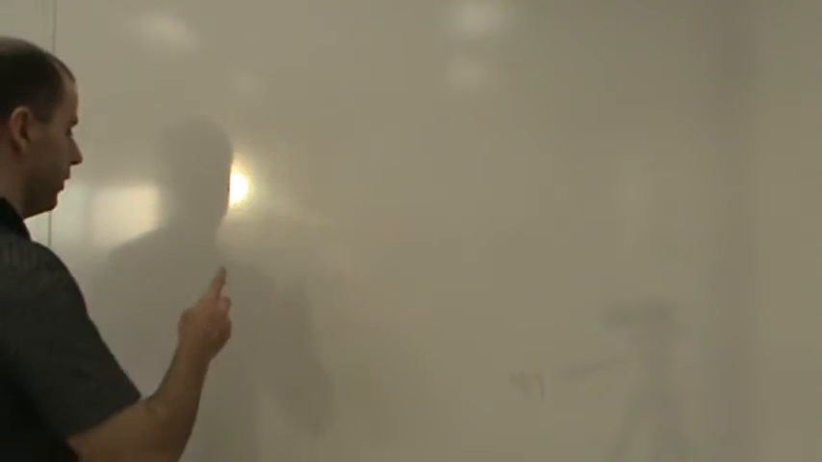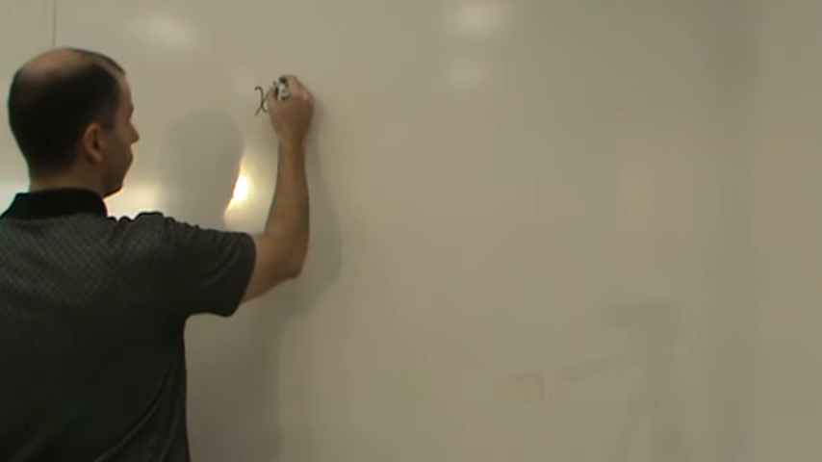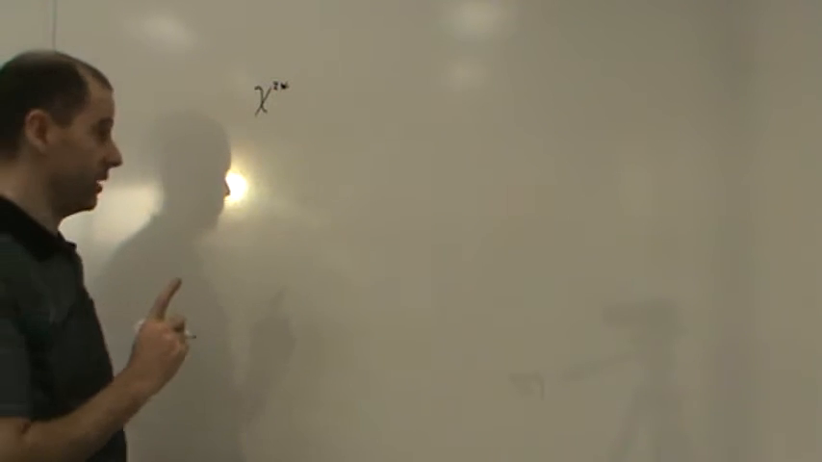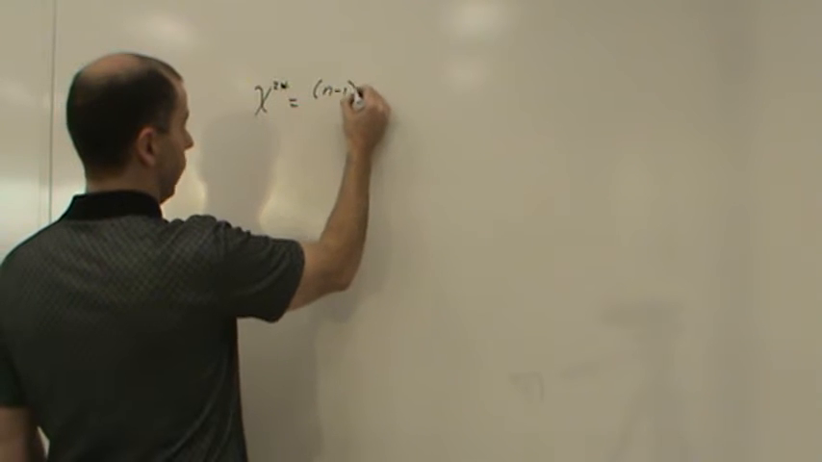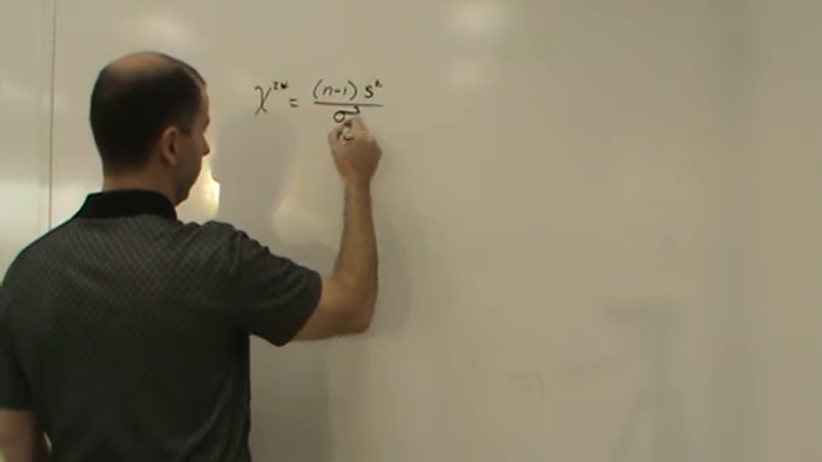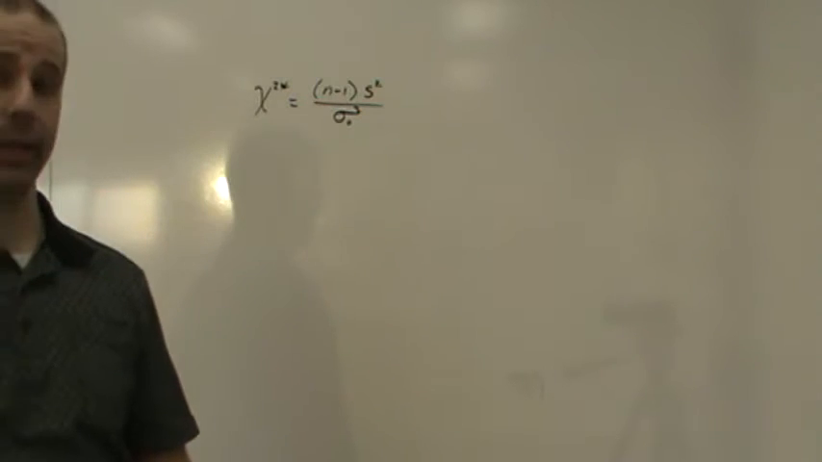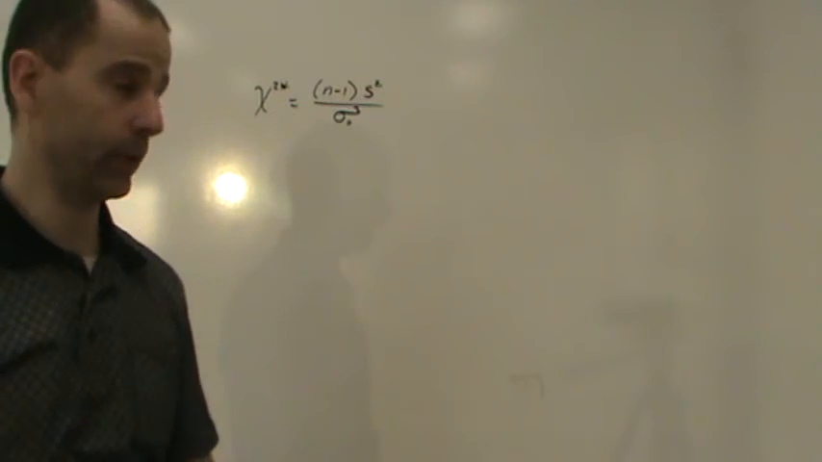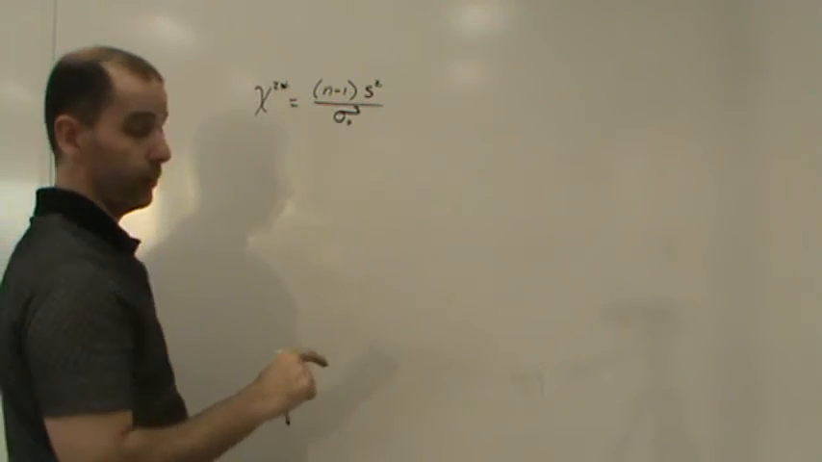Okay, so now we're going to use this formula for our chi-squared statistic, as we talked about before. We're going to call our chi-squared star value our test statistic. It's going to be calculated by using the formula n minus 1 times our sample variance divided by the population variance. Now, this population variance is what we're going to assume it is under the null hypothesis, okay? So this is going to be our test statistic formula.